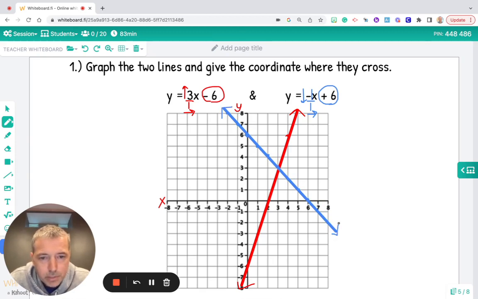It's going down, right? So these lines cross at the coordinate. This coordinate right here is 3 on the x, 3 on the y. So my coordinate where they cross would be (3, 3).